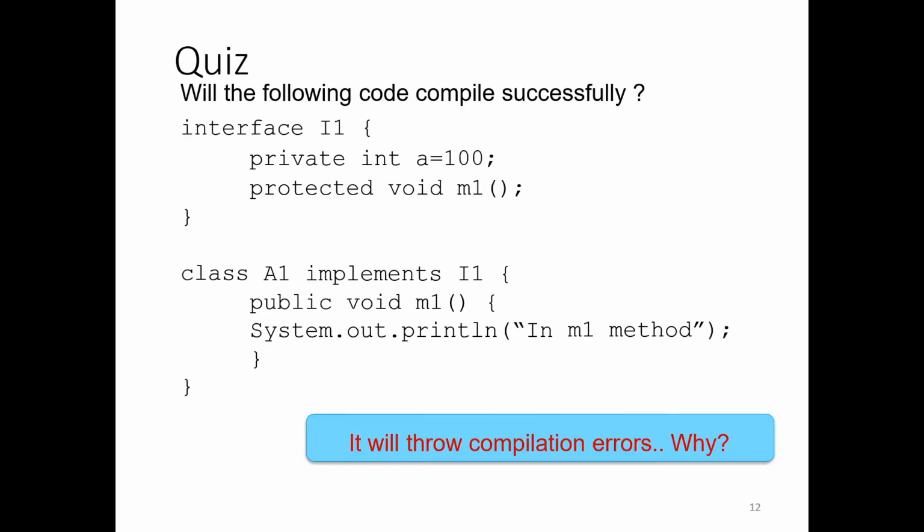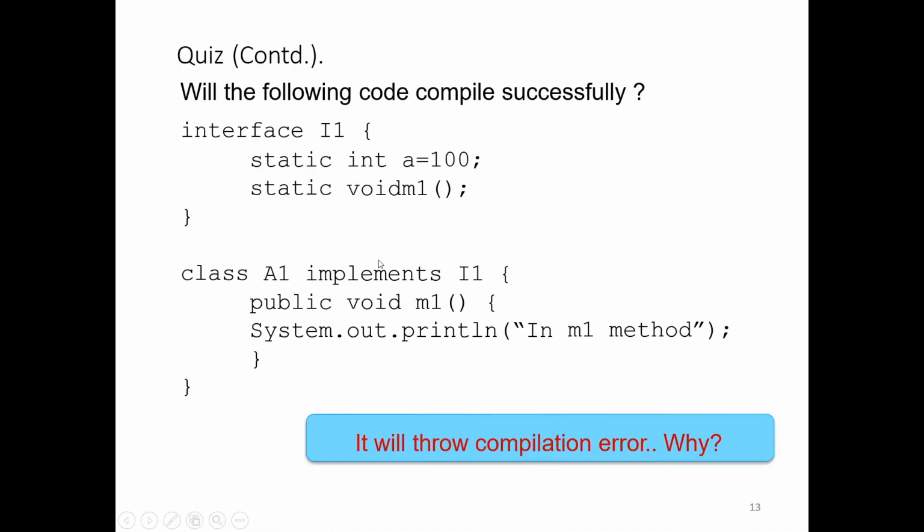So this code will throw a compile time error. Why? Here we have an interface with two members. One is a private member, one is a protected member. I declared the private member a as 100. For the protected member I have a method m1. Here I am implementing the interface and writing logic for m1. I'm trying to compile it. So what is wrong with the code? By default all the member variables are public, static, and final, so you cannot have any private variables inside an interface. Likewise, the methods are by default public, so you cannot have any other modifier for the method. That is why you are getting a compile time error over here.